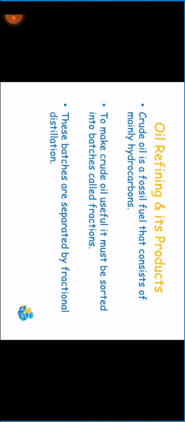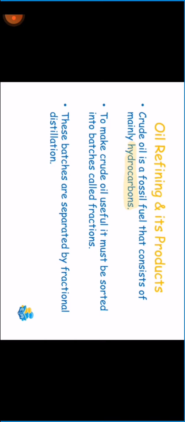Up until now we've really been looking at hydrocarbons and hydrocarbon families and their properties, and how they can be produced and how to name them. But what we're going to look at now is oil refining and its products. And when we look at oil refining, we need to look at crude oil. Crude oil is a fossil fuel, and the definition for that is in the alkanes video. But crude oil mainly consists of hydrocarbons.